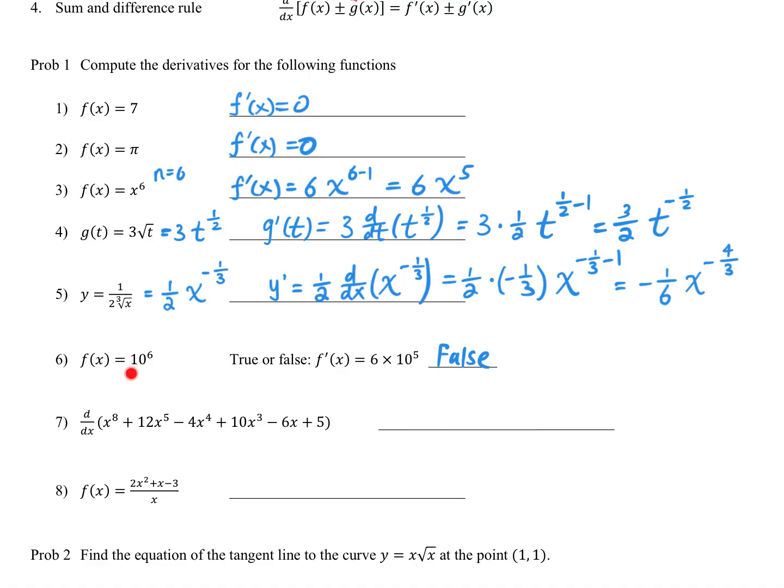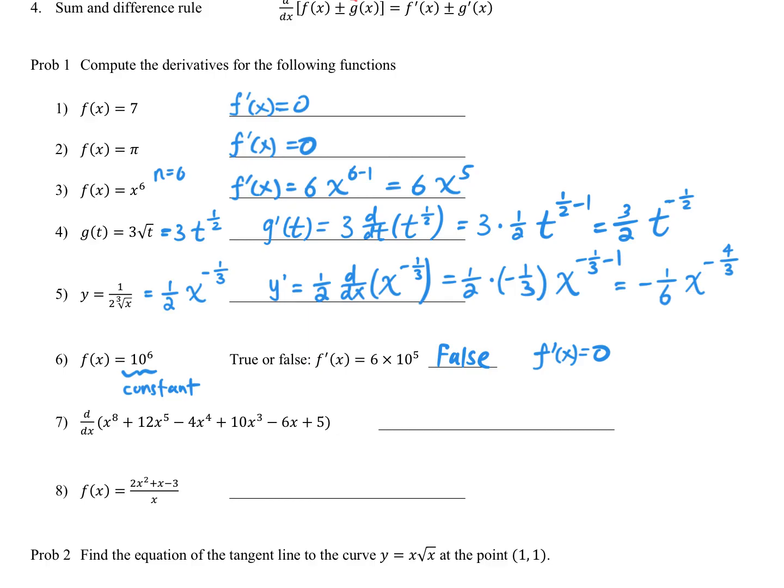Why? Because this 10 to the power 6 is actually a constant, right? And the derivative of a constant should be equal to 0. For those people who are using the power rule on this function, I call that abusing the mathematical rule. You just have to be careful.